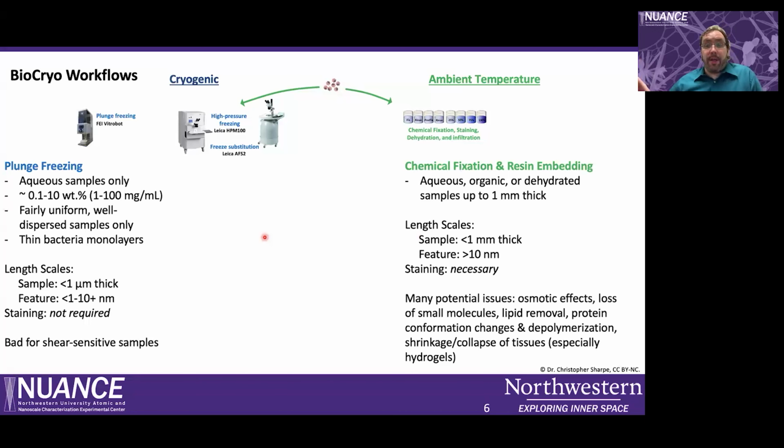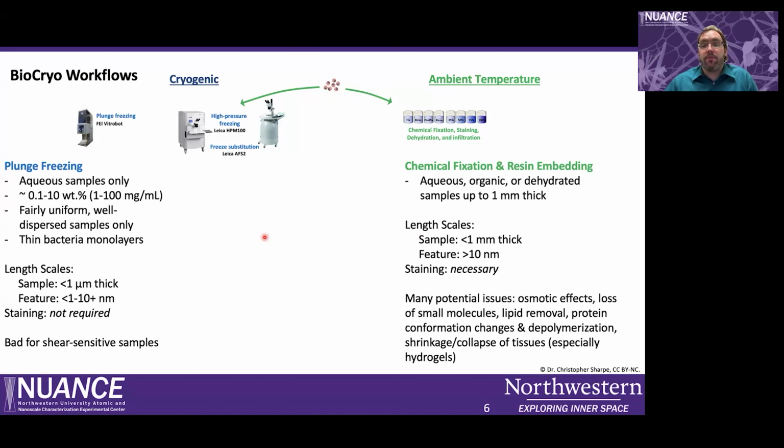On the other end of the spectrum, chemical fixation resin embedding can really accept any sample. So instead of just aqueous samples, you can also work with organic samples or dehydrated samples, as long as your thinnest dimension is less than about a millimeter. In terms of the feature resolution, it's difficult to get features resolved that are less than about 10 nanometers in length scale. It's possible, it's just difficult.